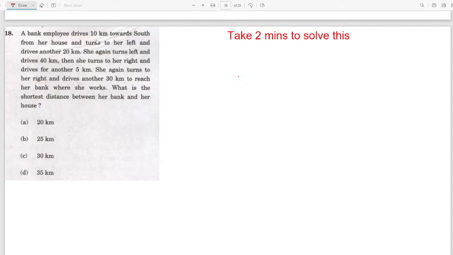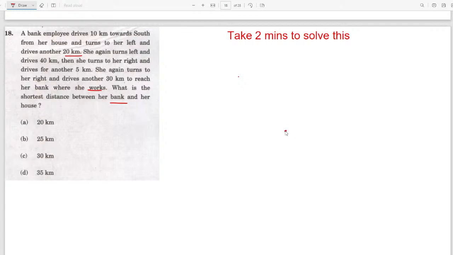A bank employee drives 10 kilometers towards south from her house and turns to her left and drives another 20 kilometers. She again turns left and drives 40 kilometers, and then she turns to her right and drives for another 5 kilometers. She again turns to right and drives another 30 kilometers to reach her bank where she works. What is the shortest distance between her bank and the house?